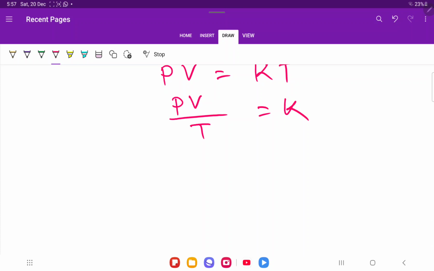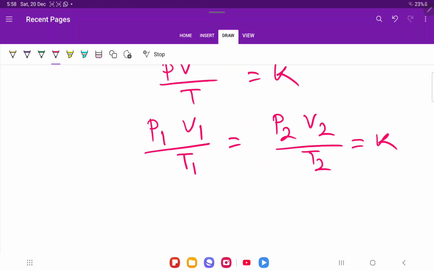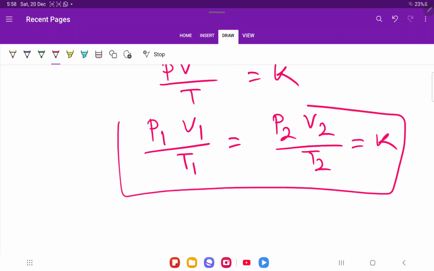So by combining these two laws, what we are getting is that if the initial pressure is P1, initial volume is V1, and initial temperature is T1, then the final pressure is P2, final volume will be V2, and final temperature will be T2. So this will give us the constant value. Okay, so this equation will help in solving lots of problems from these gas laws. We will discuss those problems using this formula, and how we can do them, in the next class.